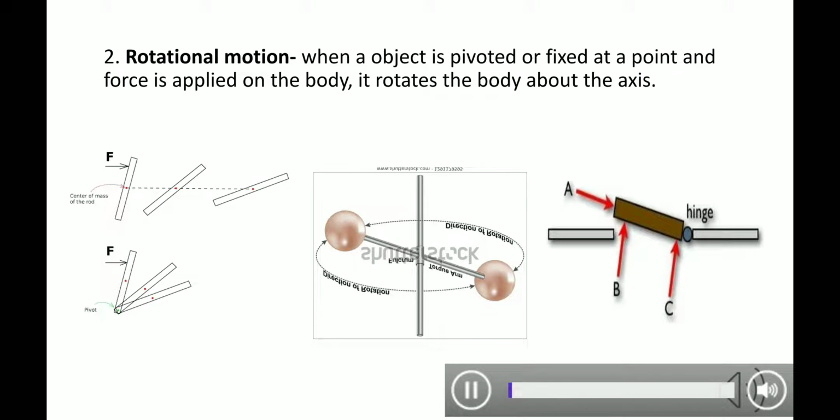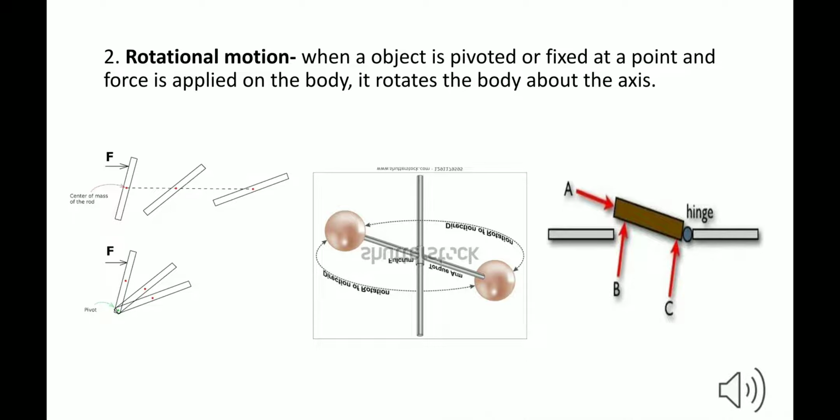The second kind of motion is rotational motion. The condition here is that the body is fixed at a point. At some point, the object will be fixed, pivoted at some point. And force will be applied at some position on the object and the object will start moving.